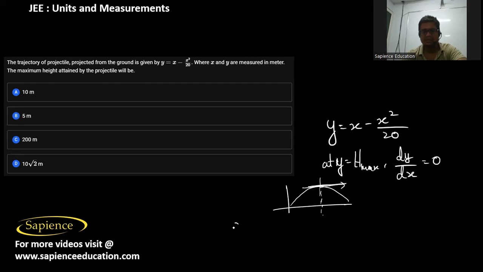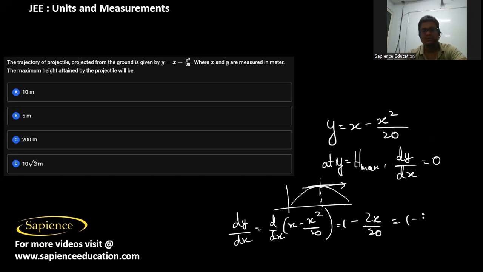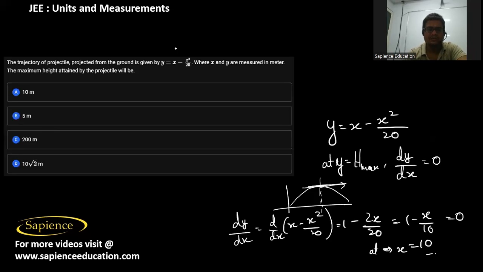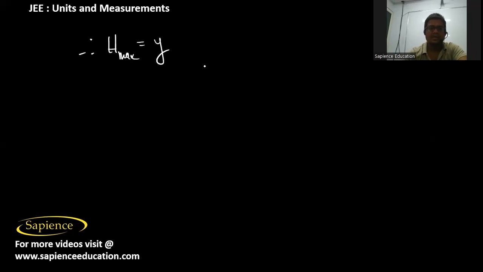So dy by dx will be equal to d by dx of x minus x square by 20. That will be equal to 1 minus 2x by 20, that is equal to 1 minus x by 10. That should be equal to 0. So x should be equal to 10. So at x equal to 10, it means the maximum height attained by the projectile is the value of y at x equal to 10.